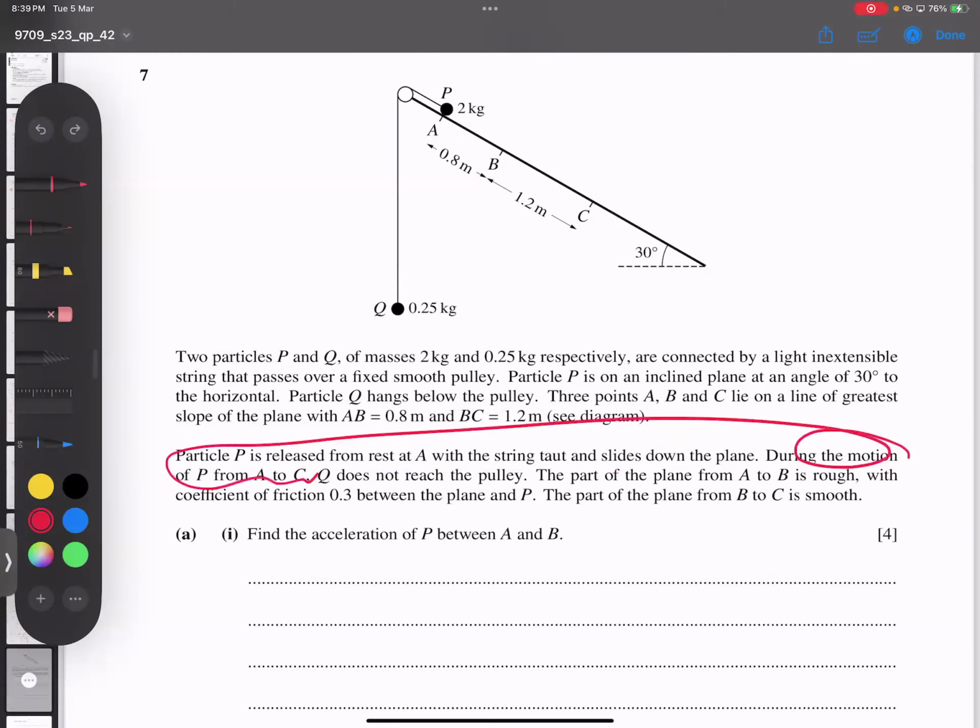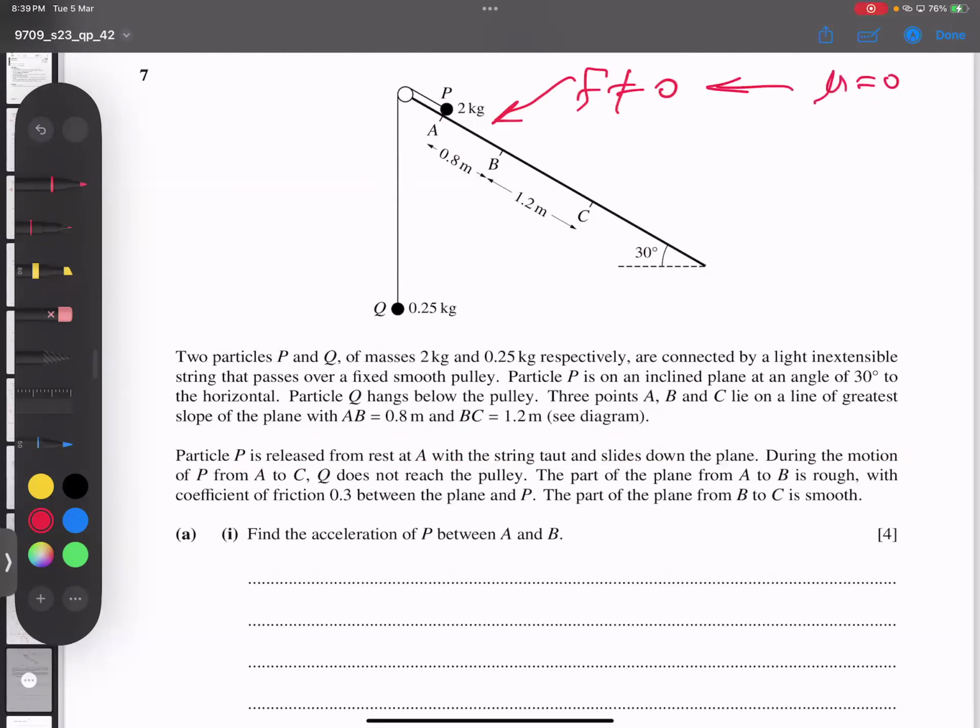During the motion P to A to C, Q does not reach the pulley. So it means if P will fall down, Q will go up, but P will not touch the pulley. This is very clear. Part A to B is rough, sorry. So A to B is rough. So here I can say friction is not equal to 0. It has some value, with the coefficient 0.3. So what is the mu given here? 0.3 given. That's it.